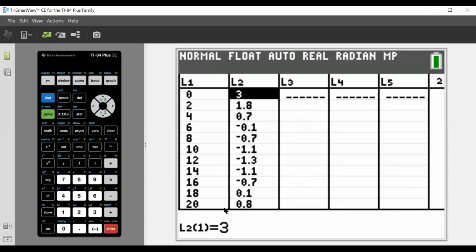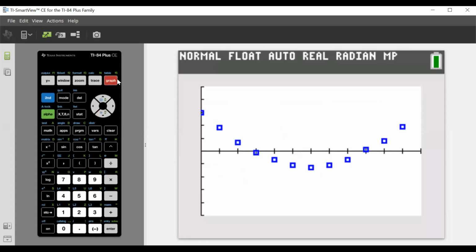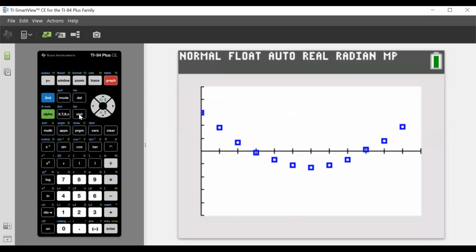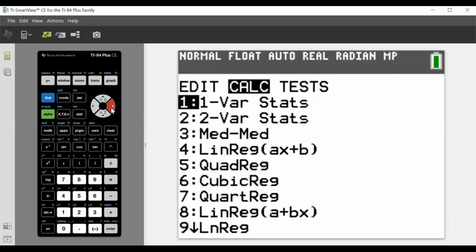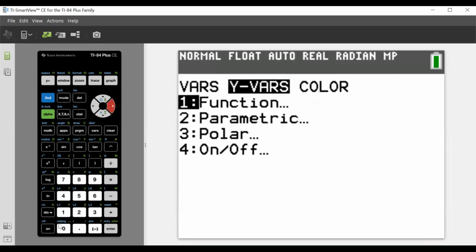So again, I just went and did all that, and if you keep going down, it'll show down to the 22. So what's our graph look like? Well, to me, that looks like a pretty good parabola. So let's try that to start with. So quadratic would be number 5, L1, L2, vars, and then we'll go into 1.